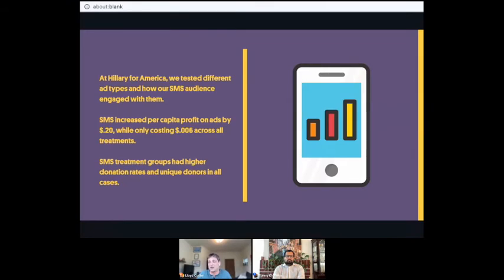I can share the actual data on this test. It was very complicated and too much to put into just the slide here. But in the experiment we ran at Hillary for America on how SMS audiences interacted with our ads, when folks received SMS messages from us, and we were fairly confident that they were also seeing our ads, the profit on those ads increased by 20 cents and cost us a sixth of a cent per text. So that kind of ROI was incredible.